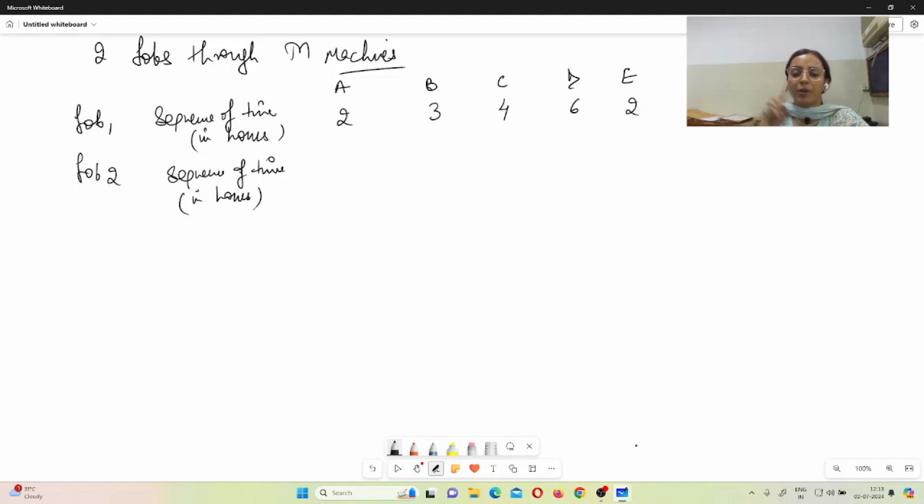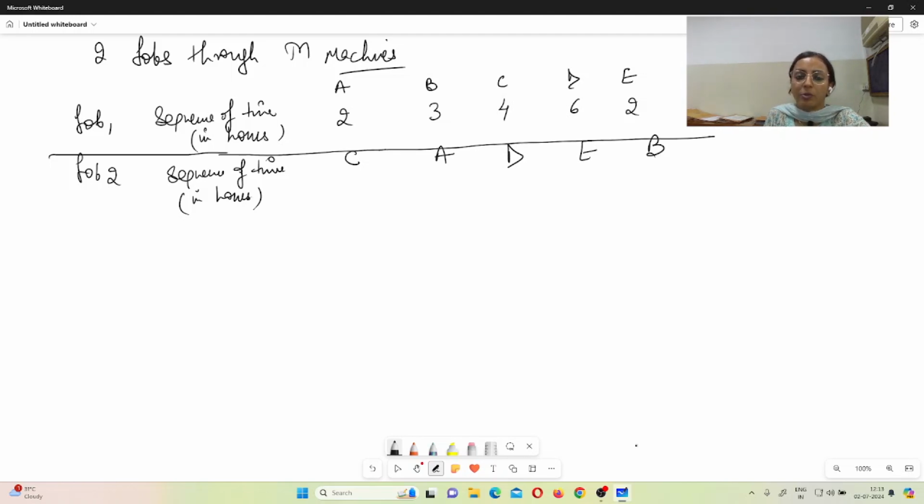But now, one more thing we do: the job 2, when it is passing, the sequence of the machines may or may not be the same. Like it can be A, B, C, D, E, but it can also be in a different form. I'm changing it over here in this case study. For job 2, machine C is on the first process, then A, then D, then E, and then B. And the processing time for this is 4, 5, 3, 2, and 6. Yes, it can be possible. So you have to be done with all these scenarios.